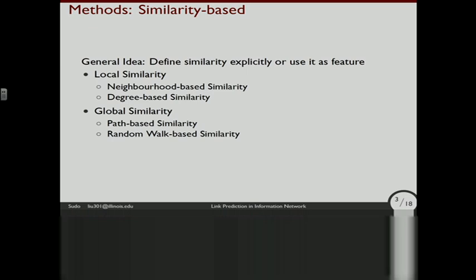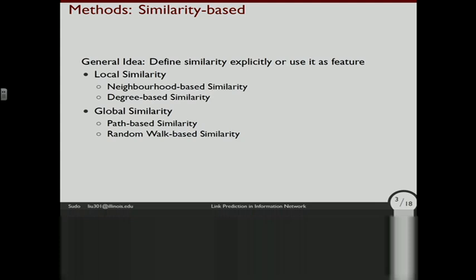The general idea is that firstly, you define the pairwise similarity between the nodes in the graph. It is very simple. You could use these similarities and select the most similar node to a given node to link to. Or you could use these similarities as features and train some supervised models. The similarity could also be viewed as a kind of feature extraction.